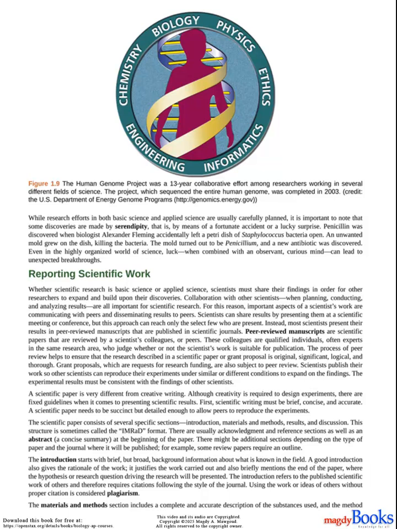The scientific paper consists of several specific sections: introduction, materials and methods, results, and discussion. This structure is sometimes called the IMRAD format. There are usually acknowledgement and reference sections as well as an abstract, a concise summary, at the beginning of the paper. There might be additional sections depending on the type of paper and the journal where it will be published. For example, some review papers require an outline.